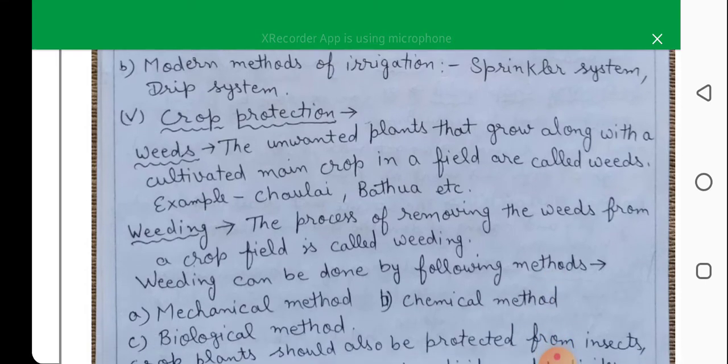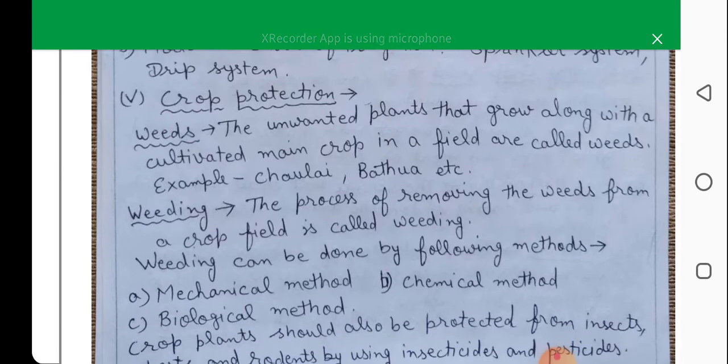The next agricultural activity is crop protection. We have to protect the crop from weeds. Weeds are the unwanted plants that grow along with the cultivated main crop in a field. Examples are cholai, bathua, etc. To remove these weeds, we have to do weeding. The process of removing weeds from a crop field is called weeding.